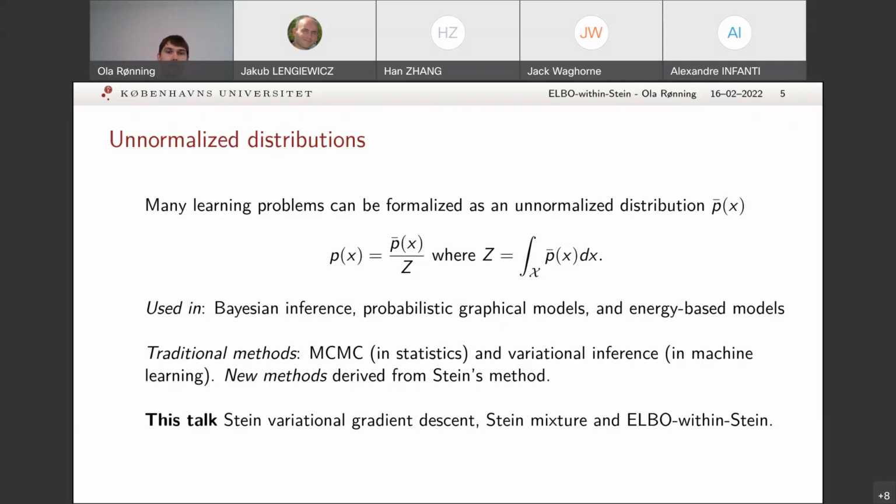And then in the machine learning community, a late arrival on the stage is techniques based on Stein's method. I'll talk about a particular instance of this, which is called Stein Variational Gradient Descent, and an extension which allows us to use variational distributions within this framework called Stein mixtures. And then finally, our algorithm, ELBO-within-Stein, which is a method of inferring Stein mixtures.